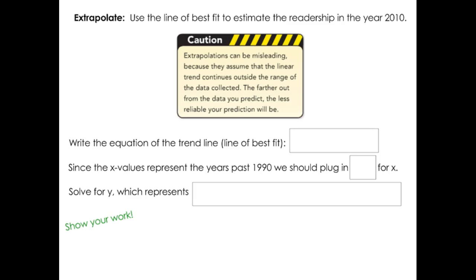extrapolation. And there's a little caution thing here. It says extrapolations can be misleading because they assume that the linear trend continues outside the range of data collected. The farther out from the data you predict, the less reliable your prediction will be.